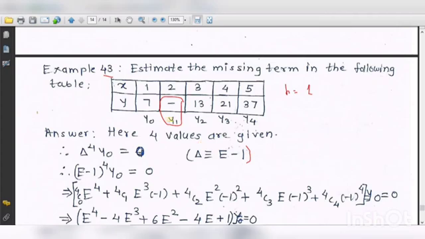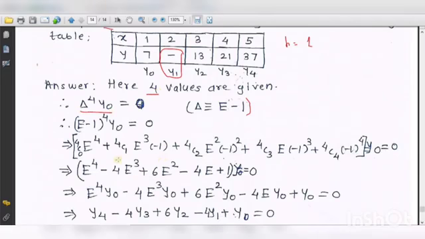So here again, how many values are given? Actual values are given except the missing value. So how many values? 1, 2, 3, 4. So that's why 4 values are given. So delta raised to 4 y0. Here I have given the proper expansion of (E minus 1) raised to 4 using binomial expansion. So as I have told you the direct way, this expansion is equal to 0.